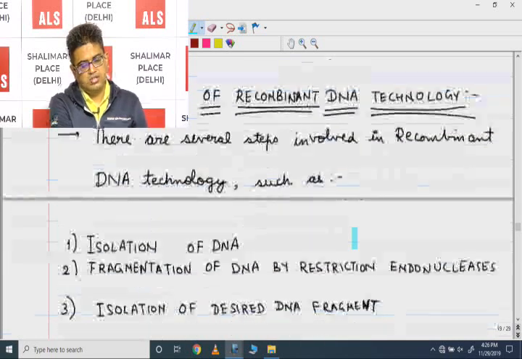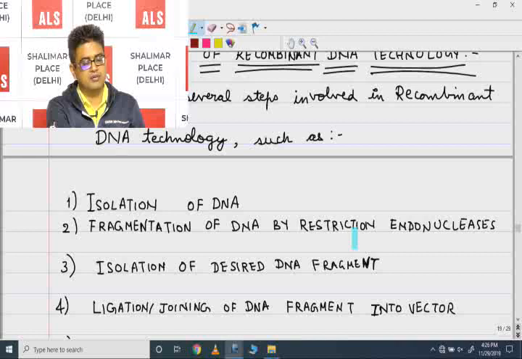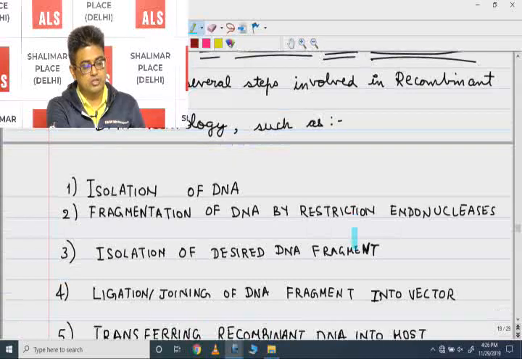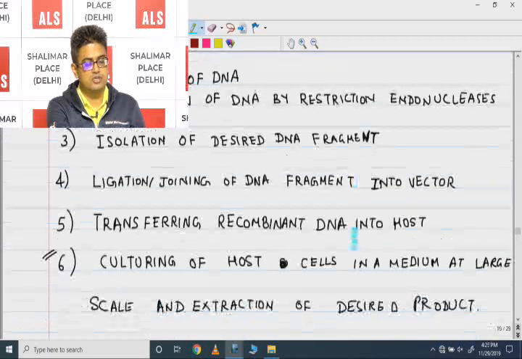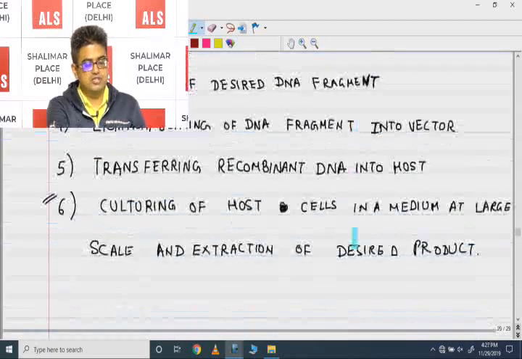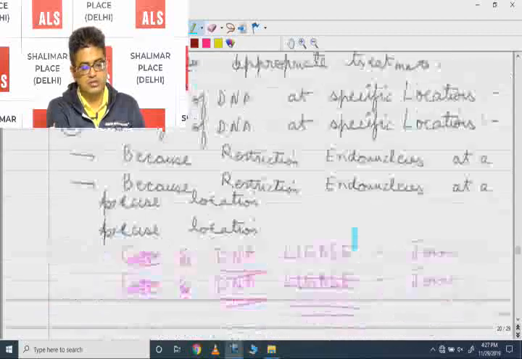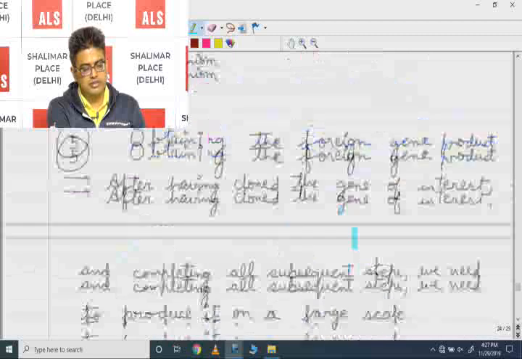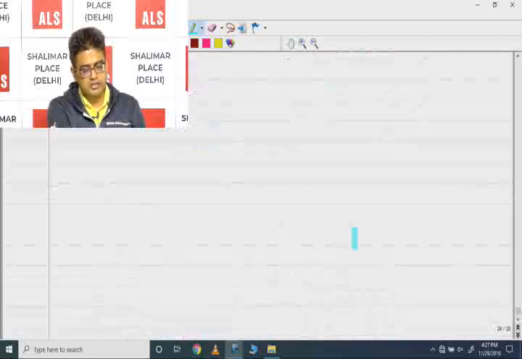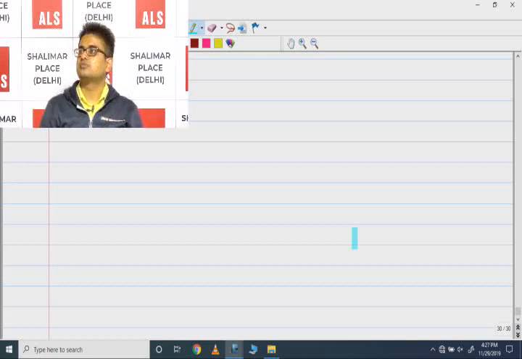Then isolation of DNA process, fragmentation process, desired DNA isolation process, joining process, transferring process, culturing process, and then extraction and scale of desired product. So all these steps I have given you. It will be a waste of time to explain all this in detail, but I think you must have got the idea of how we are doing it.